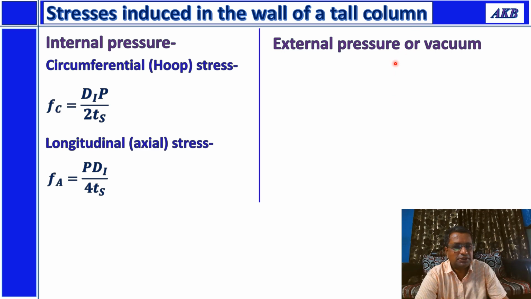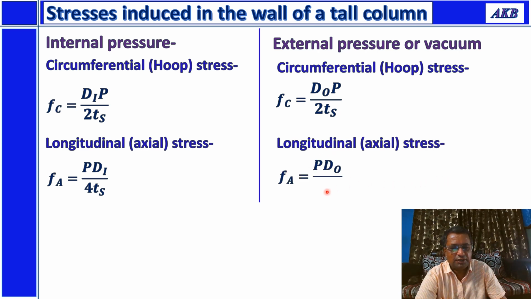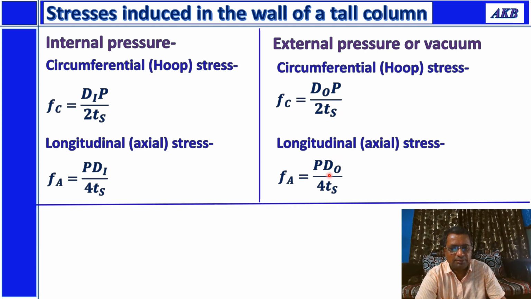Then external pressure or vacuum. Under the influence of these two, you have circumferential stress or hoop stress, and in this case it is given as Fc is equal to dO into P upon 2 into Ts. Now in this equation, the internal diameter is replaced with the outer diameter. Similarly, longitudinal or axial stress will be given by Fa is equal to P into dO divided by 4 into Ts. Again, you can check that the internal diameter is replaced with the outer diameter.